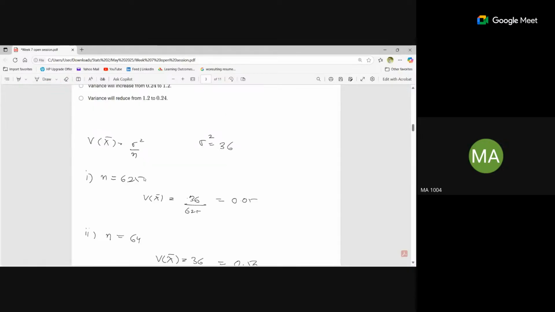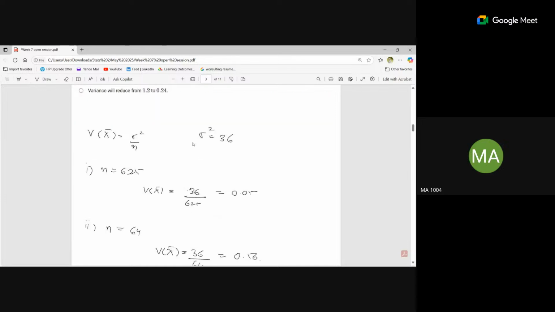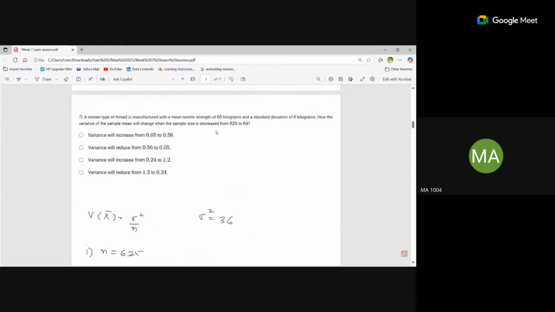So this question is clear. This was actually simple, not that tough. Is that fine? So this is how you find out the variance of a sample mean. If you see here, what conclusion can you make out? If my sample size is decreased, my variance will also increase. Yes, it will increase.